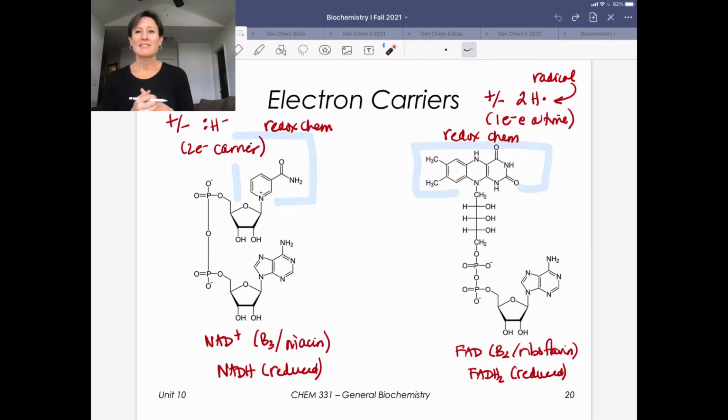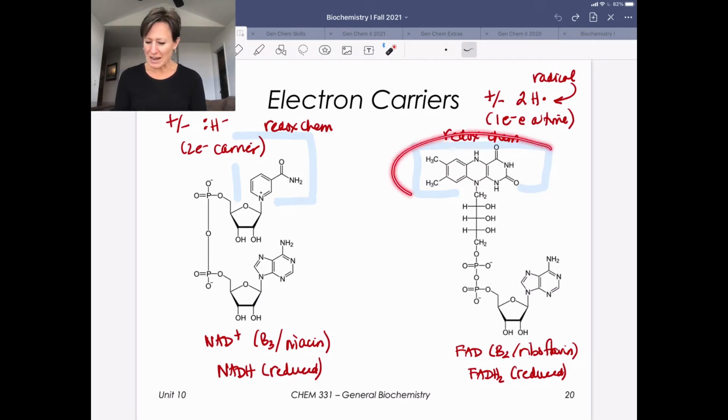So on the other side of the spectrum, we have a molecule that's responsible for transferring 1 electron at a time. So that's FAD, taking 2 hydrogen radicals, 1 at a time, that can generate ultimately, when it takes on 2 electrons, FADH2 in its reduced form. So both of these will take a total of 2 electrons, but NADH takes it 2 at a time as hydride, FAD takes it 1 at a time as hydrogen radicals.